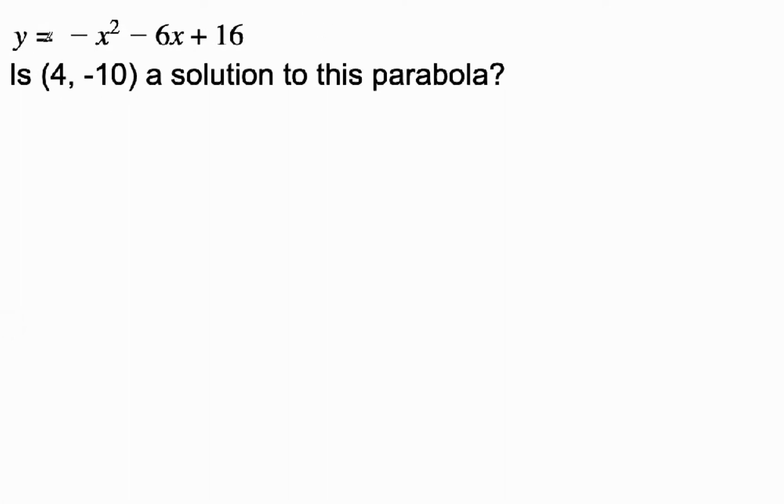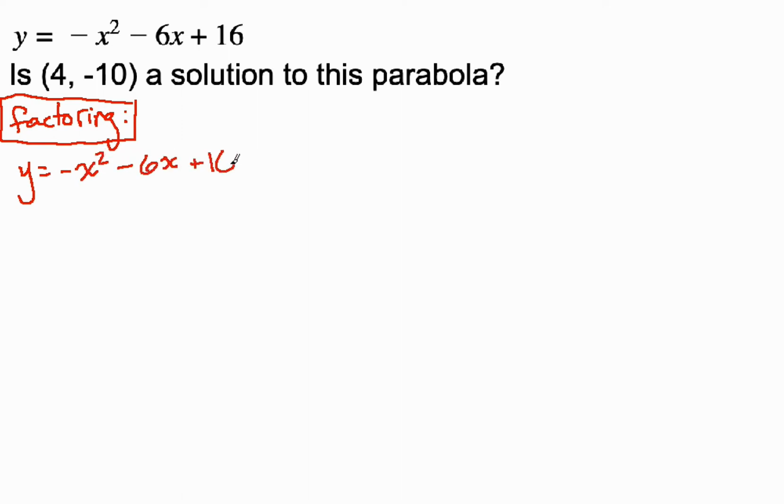In this problem, I have y equals negative x squared minus 6x plus 16. And I'm going to try to figure out if 4 comma negative 10 is a solution to this parabola. The first way I'm going to try to do this is factoring. So I'm going to rewrite my equation. And what I'm going to do is factor out a negative 1.